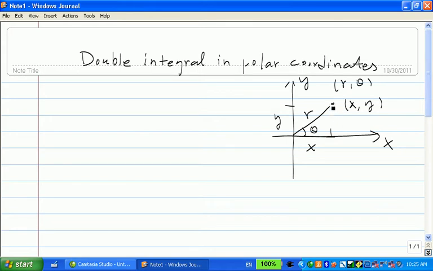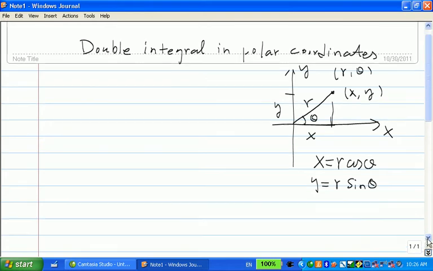If I look at this graph, obviously x is equal to r cosine theta, right? And y is r sine theta. It's easy to see that. So given r and theta, we can convert polar coordinates to rectangular coordinates, and vice versa.